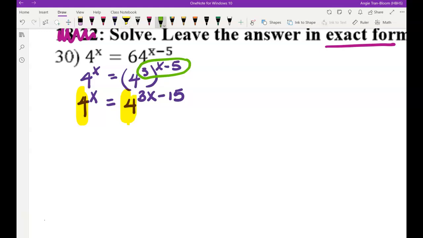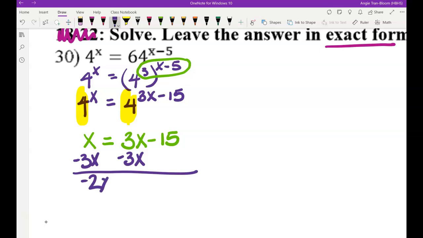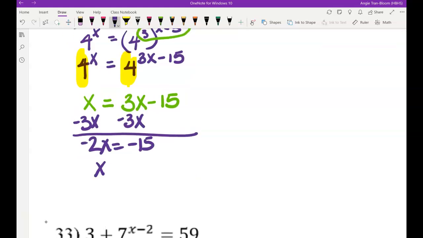So we will drop the bases and just take your exponents and set them equal to each other. So go ahead and take a minute to solve that for me. Hopefully you guys started with the minus 3x on both sides. That's negative 2x equals negative 15. Divide both sides by negative 2. So x is going to be a positive 15 over 2.